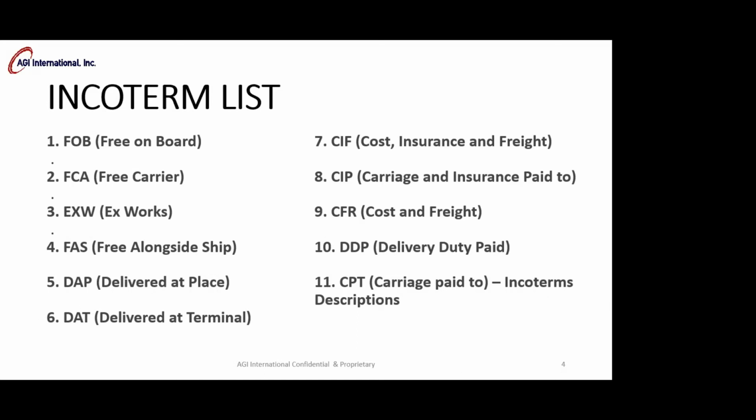The CIF, cost, insurance, freight, CIP, this is the carriage and insurance paid to. CFR is cost and freight. Number 10 is DDP, delivery duty paid. I'm going to talk a little bit more about DDP and give you some examples of how we use DDP in AGI. Number 11 is CPT, carriage paid to, the Incoterms description.